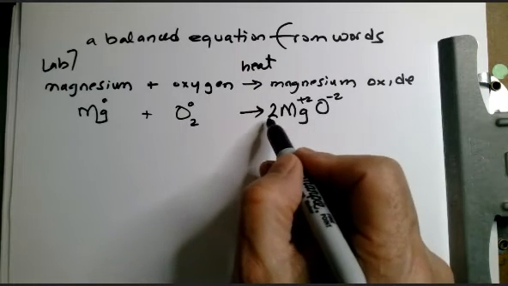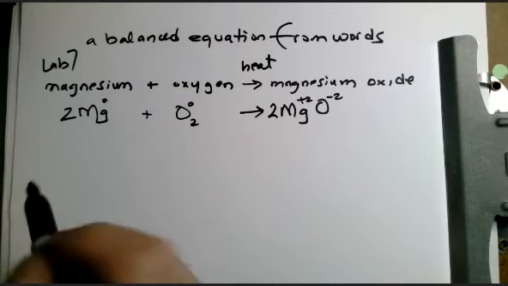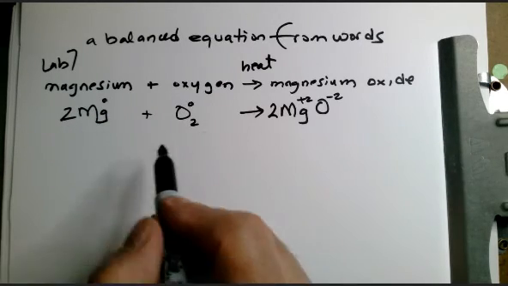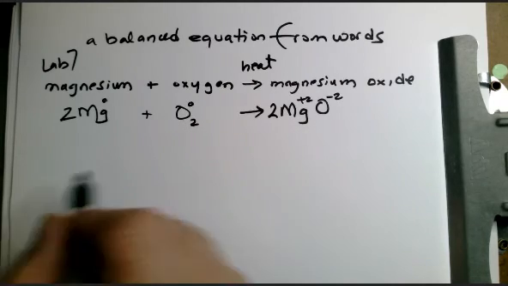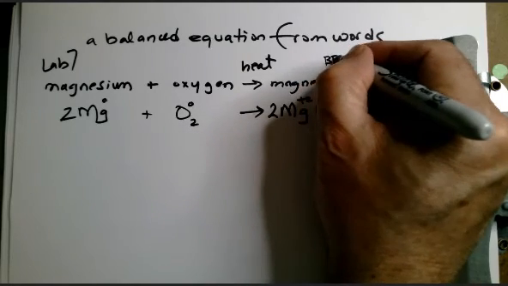But what do we do to the magnesium? We now have 2 moles of magnesium, so let's go over here to fix that. So we have 2 moles of magnesium, 2. We have 2 moles of oxygen and 2 moles of oxygen. This is a balanced equation from words.